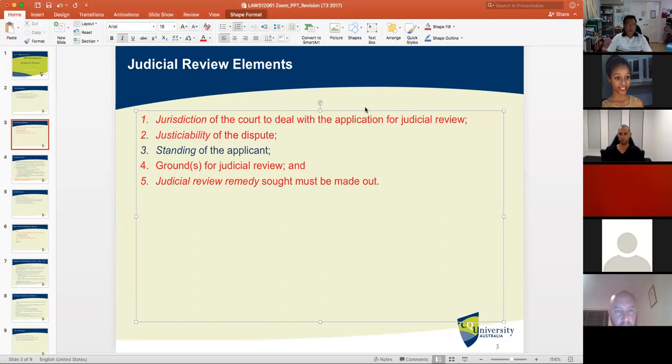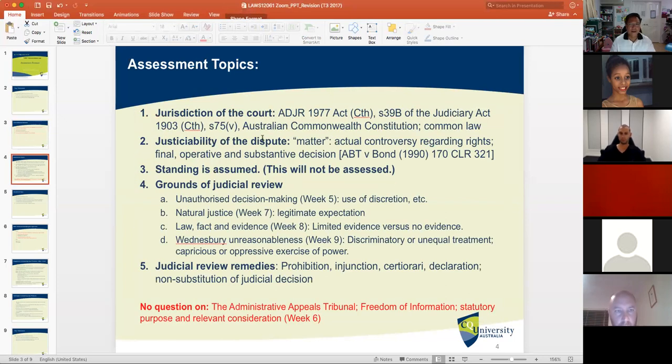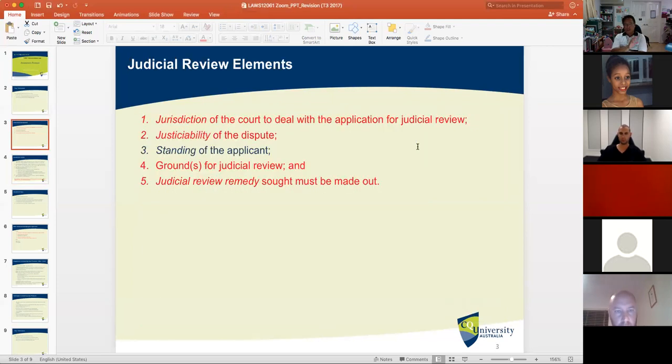that also goes to the case of Australian Broadcasting Tribunal versus Bond, where you make a distinction between a final operative and substantive decision as opposed to an intermediate decision where nothing is really resolved. So in that case, it cannot be said that there's really an actual controversy because it's still hanging there. So the second question you need to ask is, is there an actual controversy?